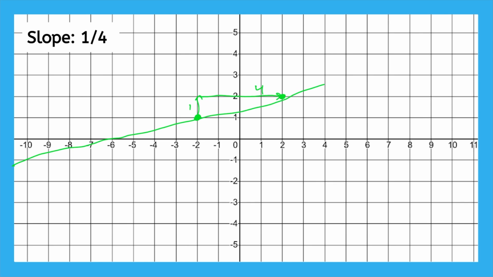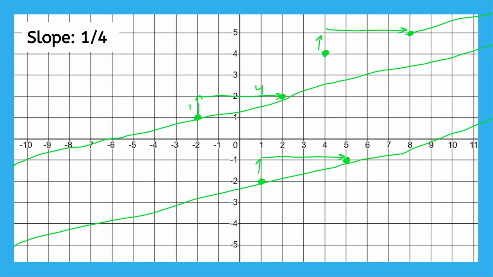Well, what if I'd chosen a different point, like this one here maybe? The slope says to rise 1, run 4, so then my line would be here. Well, that's odd. The lines are basically the same. Let's try one more starting over here. Rise 1, run 4, draw the line. Oh, I did it again.